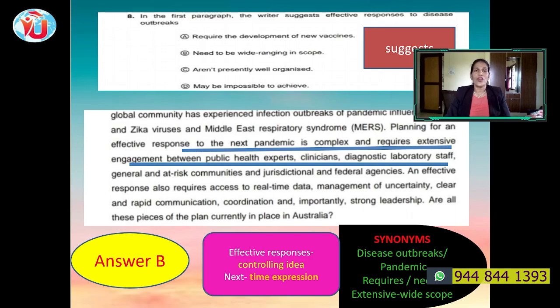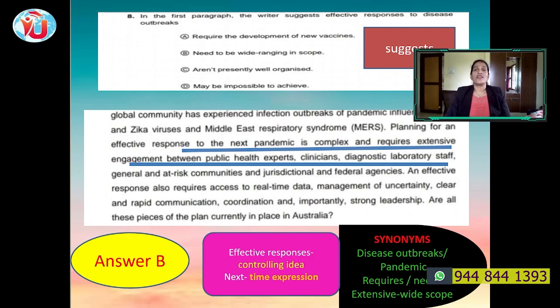Very simple. Why? What are the clues that we look for here? The clue is next pandemic. Next. You see, a time expression is there. Next. Requires extensive. You see, extensive. That shows it's very, very important. Extensive. So let's see what the synonyms are here.